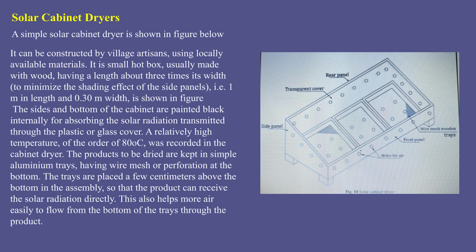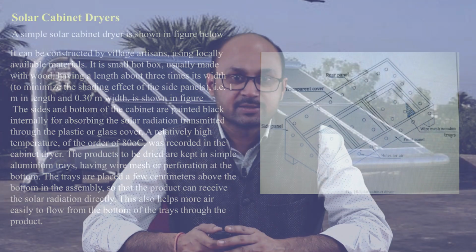The sides and bottom of the cabinet are painted black internally for absorbing the maximum solar radiation, because you know that the black surface absorbs the maximum solar radiation, of the solar radiation transmitted through the plastic or glass cover. We can use either plastic or glass cover as the transparent medium. Relatively high temperature of the order of 80 degrees Celsius was recorded in the cabinet dryers experimentally.